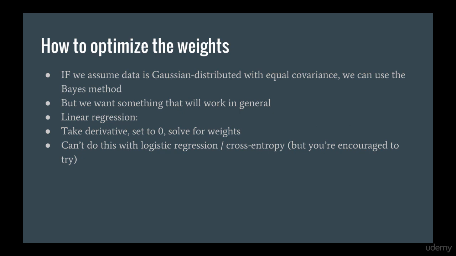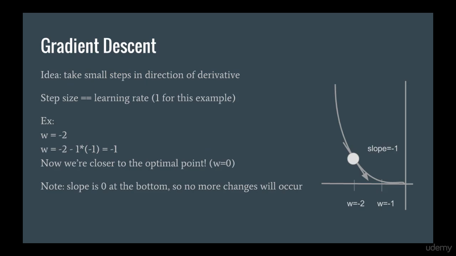Let's talk about what we did for linear regression. We took the squared error, calculated its derivative with respect to the weights, set it to 0, and solved for the weights. With the cross-entropy error, we can still take the derivative, but we can't solve for the weights when we set it to 0. You are welcome and encouraged to try. So what can we do instead?